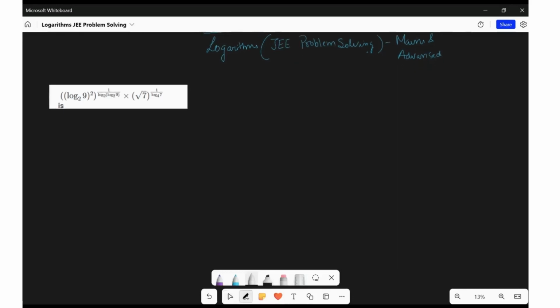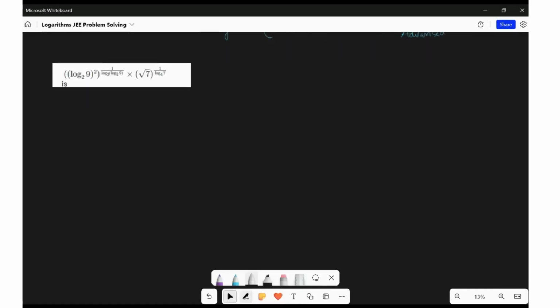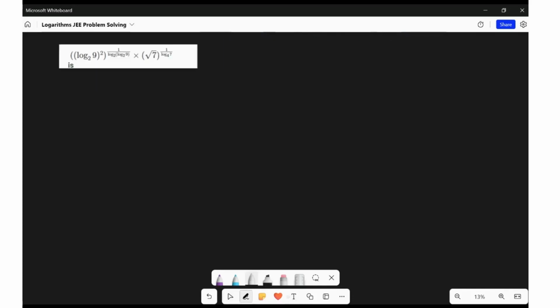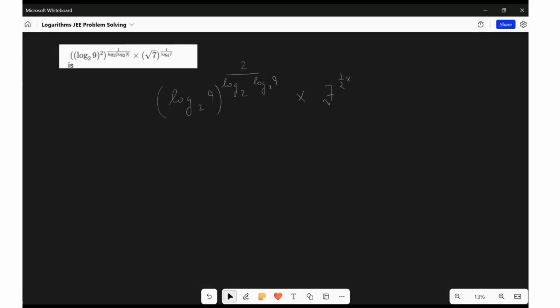So we are given log 9 base 2 squared, to the power 1 by log 9 base 2 whole base 2, into root 7 to the power 1 by log 7 base 4. Okay, so we can write log 9 base 2 to the power 2 by log 9 base 2 whole base 2, right? And into root 7 can be written as 7 to the power 1 by 2, into 1 by log 7 base 4, right?